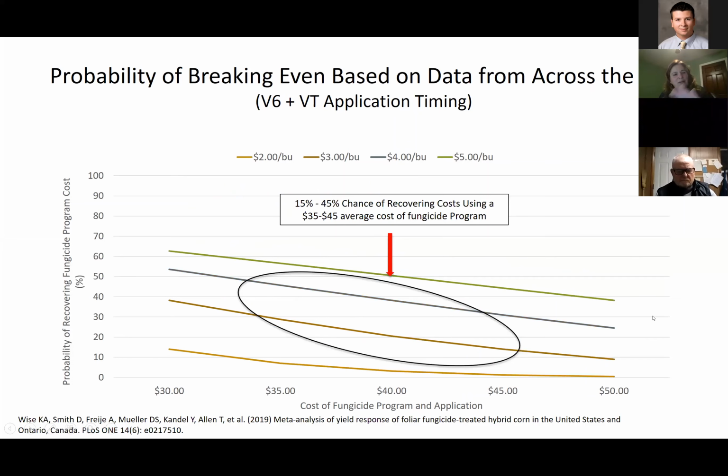If you look at the combination of the V6 plus VT, so again, we've bumped our fungicide costs up. So now we're at $35 to $45 an acre. The chance of recovering your cost is about 15 to 45%. So again, we've lowered our chances in getting a recovery on adding that fungicide if we're just going to spray both times, and with no regard to the diseases that are occurring in the field.